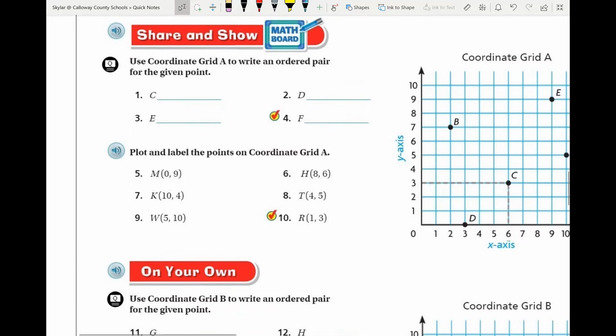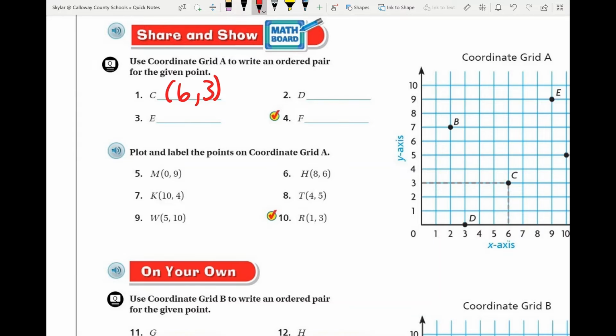So, really quickly, why don't you try, pause the video really quick, and then see if you can plot points 1 through 4 for me. Alright, good job. So, now we are going to check those parts out. C is at 1, 2, 3, 4, 5, 6, 3. So 6, 3.